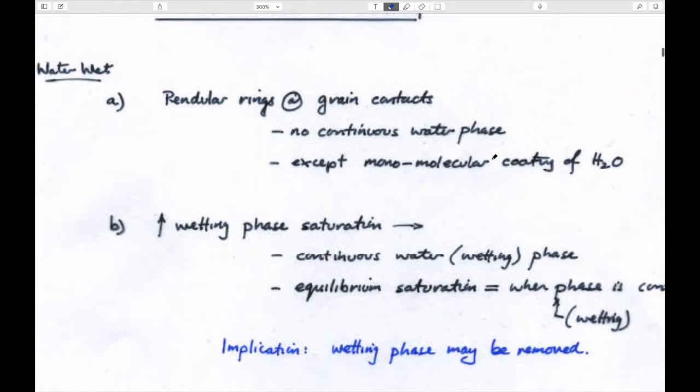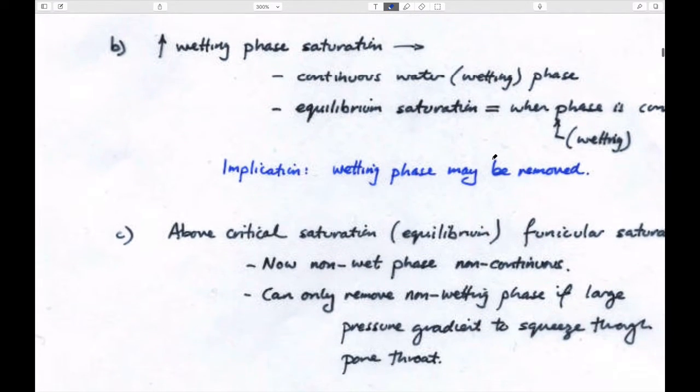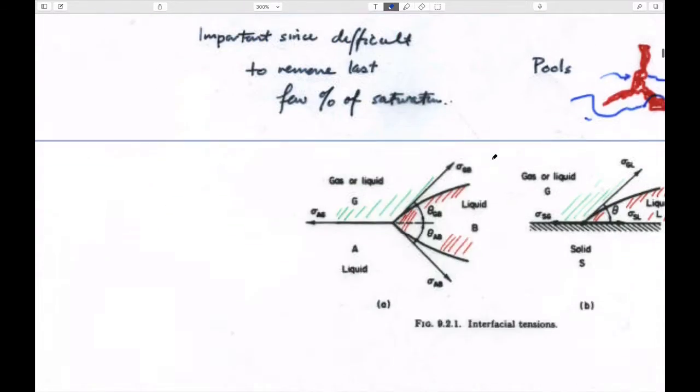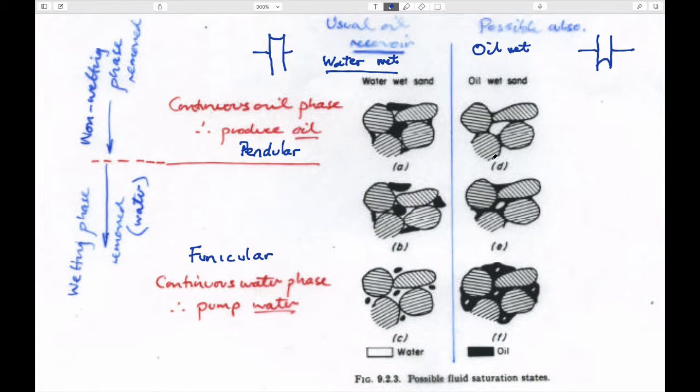I think I've talked about all of these: pendular rings, wetting phase saturation, and critical saturation. I think it's just identified in the pictures. Don't worry about those words. The issue is, it starts off, the continuous phase is oil. You suck fluid out of it, you get only oil. The water is held in place by interfacial tension. As you remove the oil and replace it with something else, you could replace it by oil, or you could replace it by water.